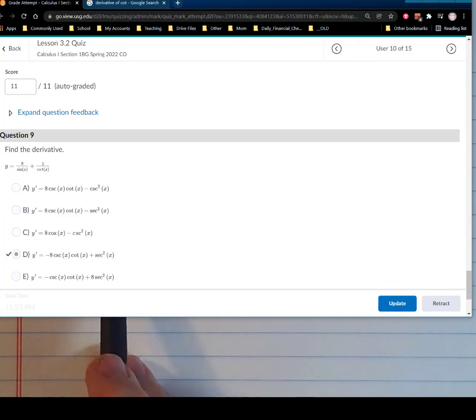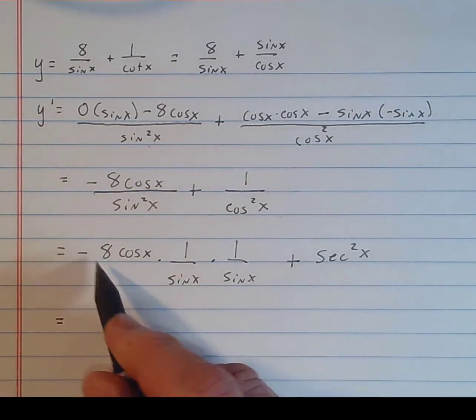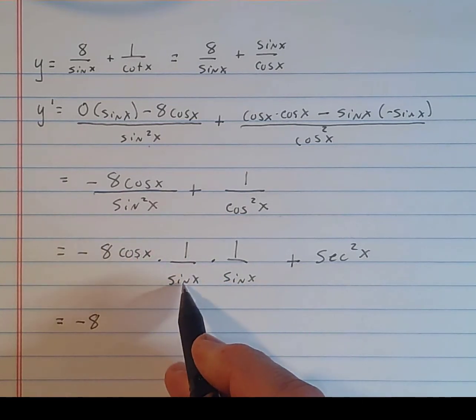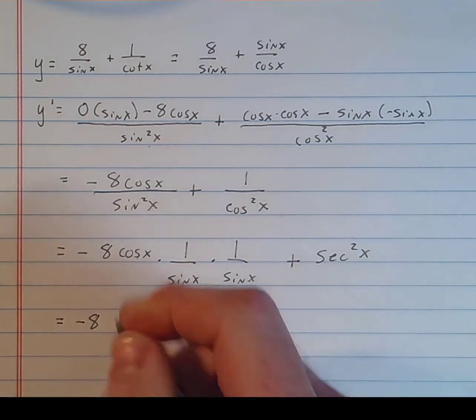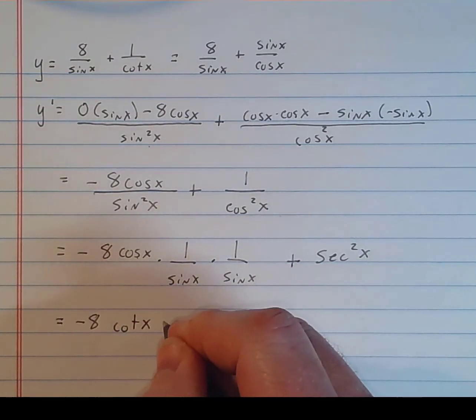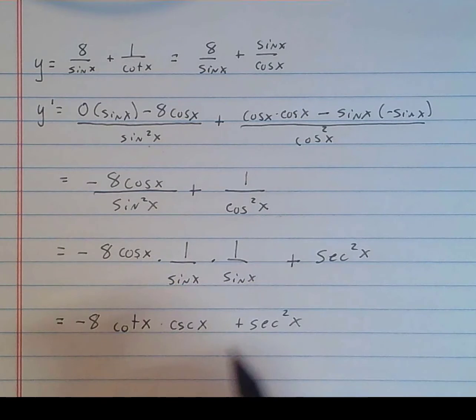It looks pretty close to this one right over here that I can see. I've got negative 8 cosecant x times cotangent x plus secant squared x. So let's see if we can get that. I've got negative 8. Okay, that part's taken care of. Cosine over sine, well, that is the same thing as cotangent. And I'm left with a 1 over sine right here, which is a cosecant. And I've got my secant squared x over here. Looks like I've arrived at one of the choices that's in that quiz question. All right, I hope that's been helpful.